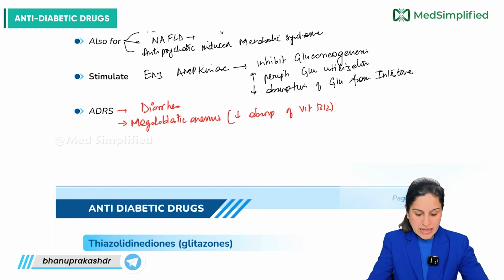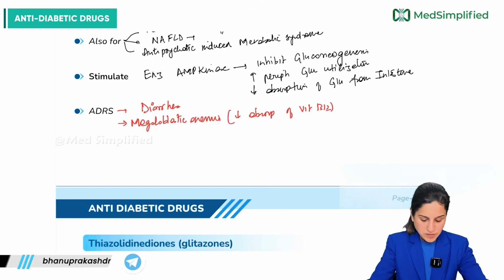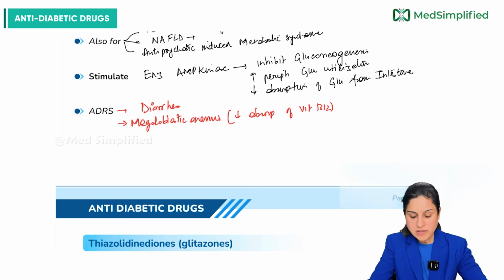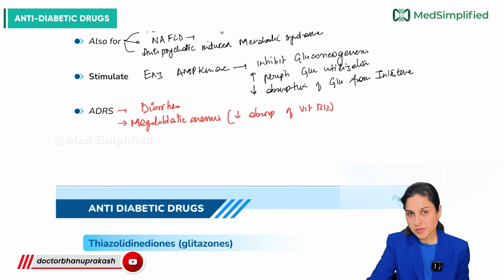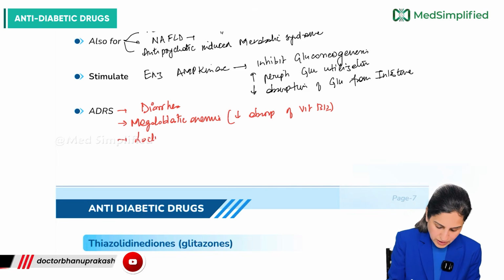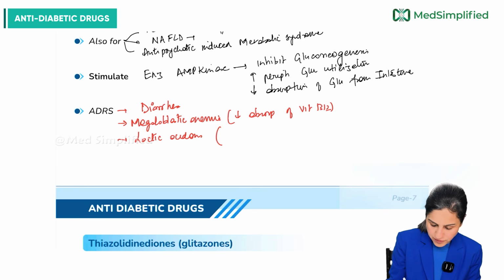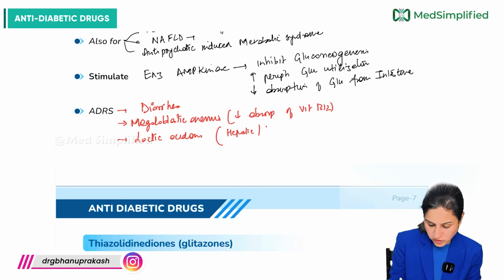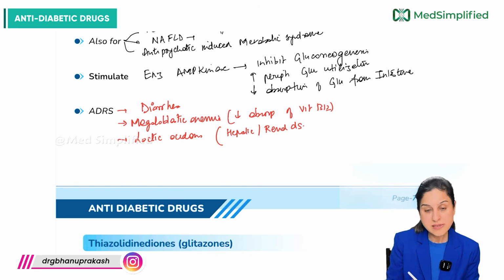Now, in an otherwise healthy patient, this lactic acidosis is not seen with metformin. But in case there is a certain group of patients or certain diseases in the patient, then the risk of lactic acidosis will go high. So, it can cause lactic acidosis if the patient has any kind of hepatic or renal disease.